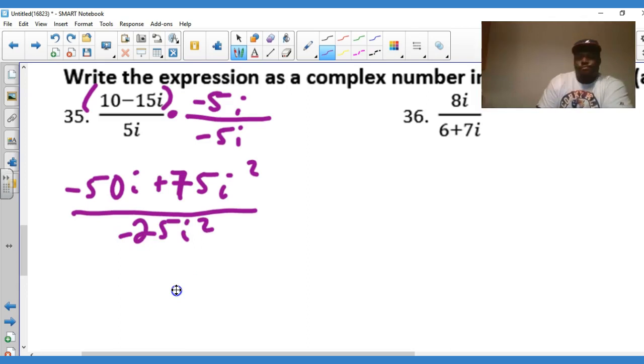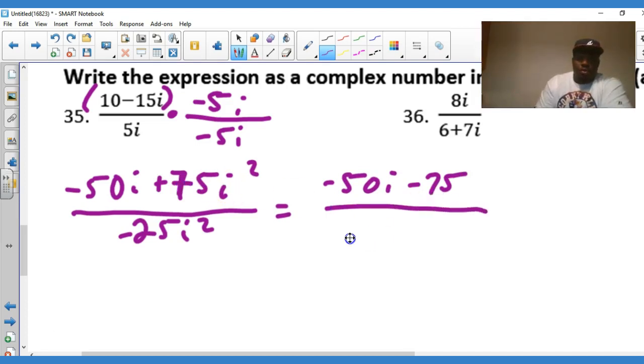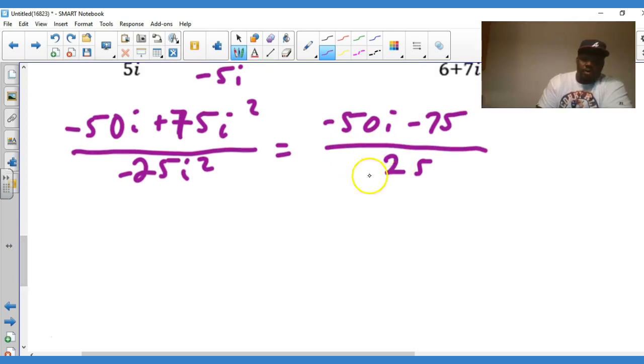Now, first of all, i squared is negative 1, so I have negative 50i minus 75, because negative 1 times positive 75 is negative 75. Alright, all over negative 1 times negative 25 is 25. Now ask yourself, what do all these numbers have in common? I think it's pretty clear, 25, right?